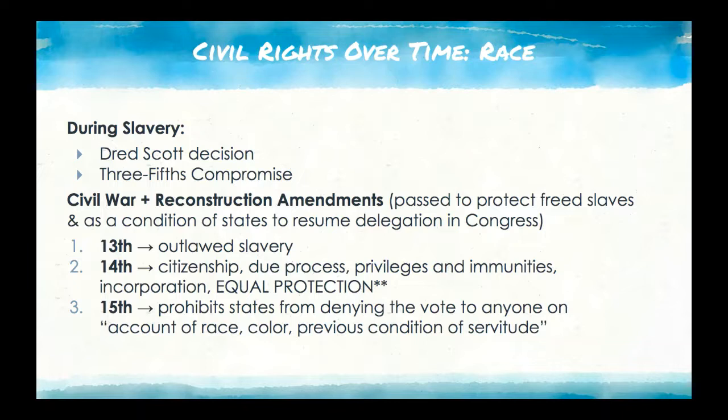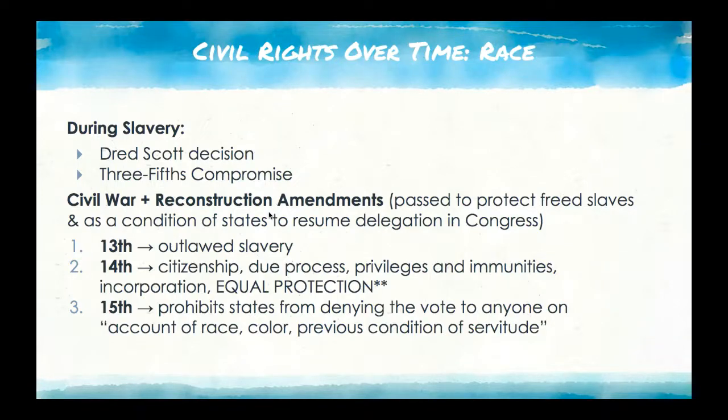So after the Civil War, we see, I should say, Congress passed the Reconstruction Amendments, and the goal of these was to protect freed slaves, and also they were passed as a condition of states to resume delegation in Congress, right? If you want to rejoin Congress and have representation, you need to adopt these amendments. So we see the 13th Amendment outlawing slavery.